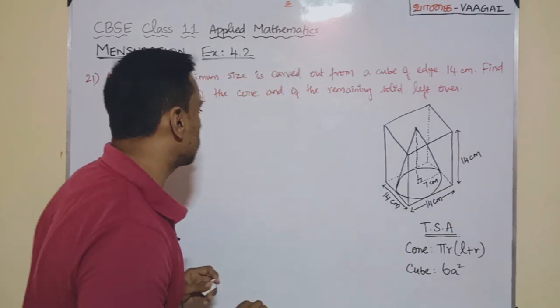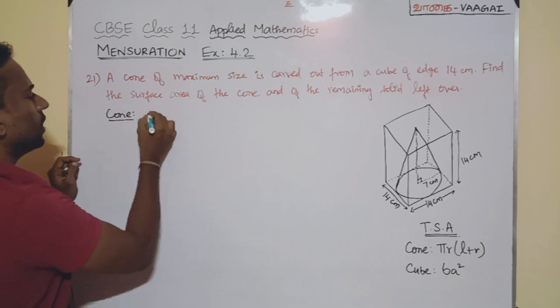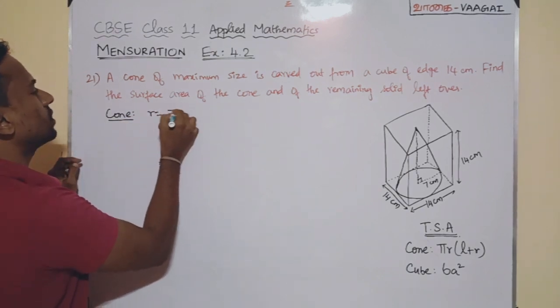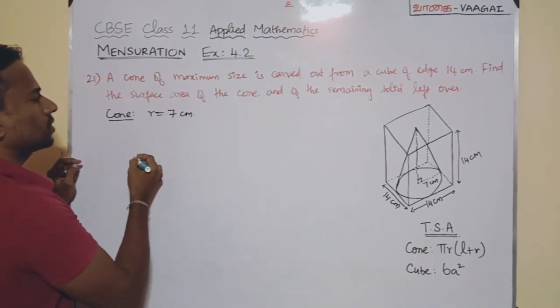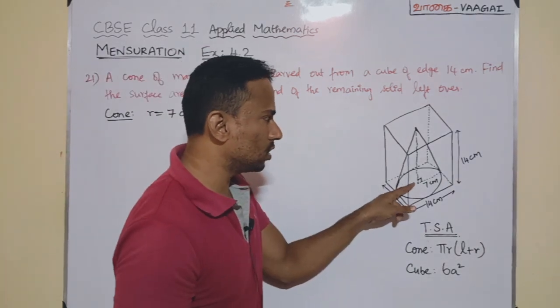So let's note it. For this cone, the radius is going to be 7 centimeter. And next is the height. We'll have to talk about the height of the cone also. You see, this is the height of the cone.